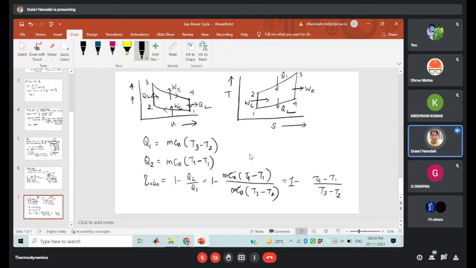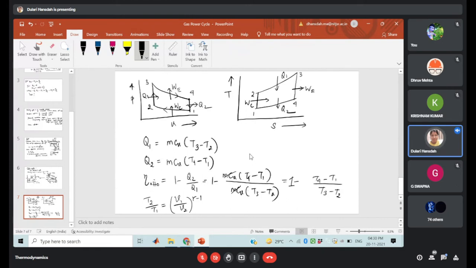So this process, 1 to 2, is your reversible adiabatic process. In case of the reversible adiabatic process, the temperature and volume relation is T2 upon T1. In reversible adiabatic, PV to the power gamma equals constant. So as per that relation, taking the temperature-volume relation, T2 upon T1 will be equal to V1 upon V2 to the power gamma minus 1. So this is applicable for the reversible adiabatic process.